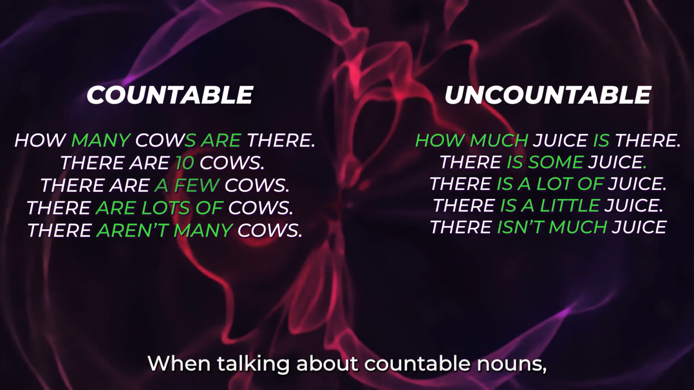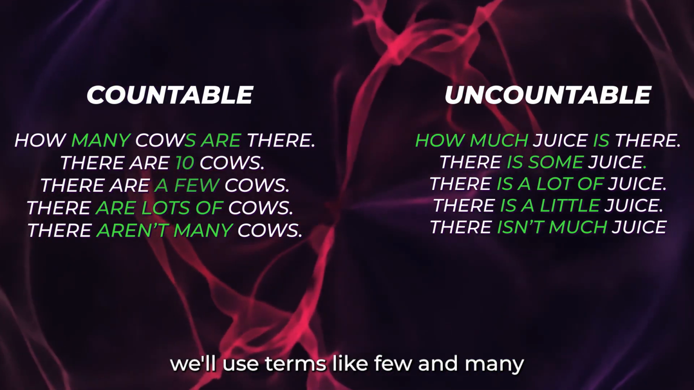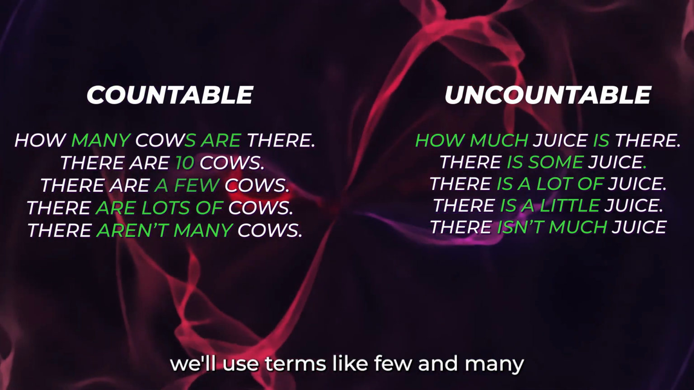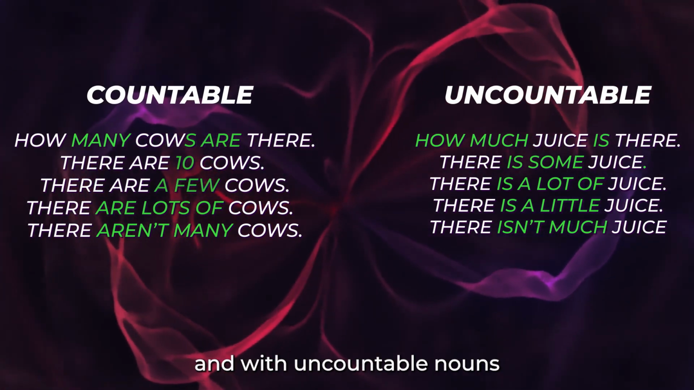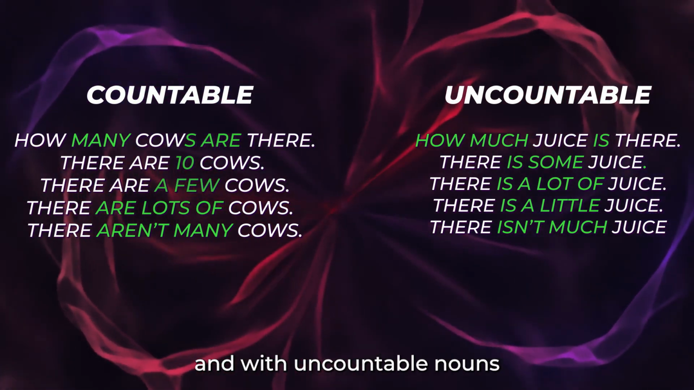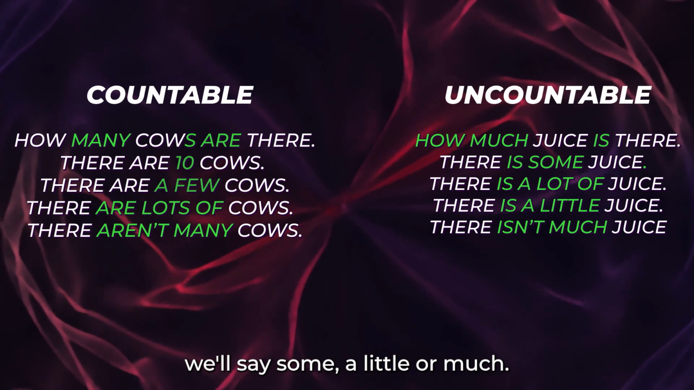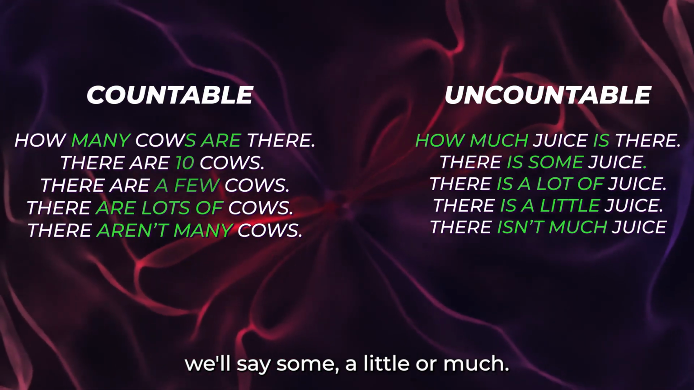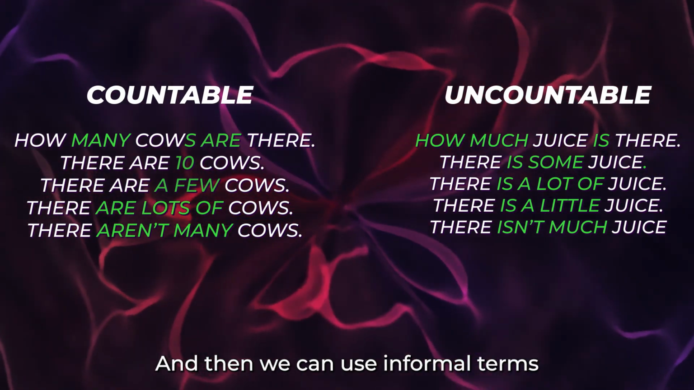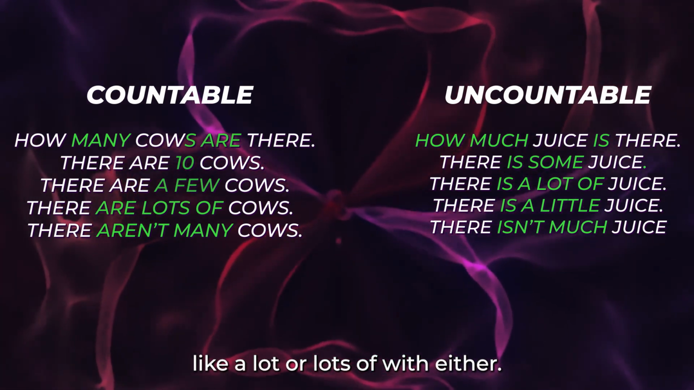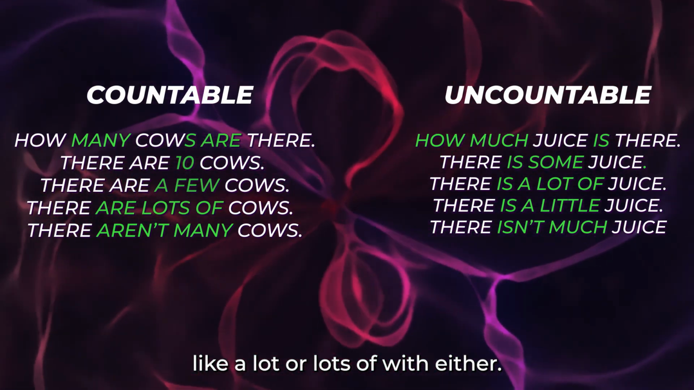When talking about countable nouns, we'll use terms like few and many. And with uncountable nouns, we'll say some, a little, or much. And then we can use informal terms like a lot or lots of with either.